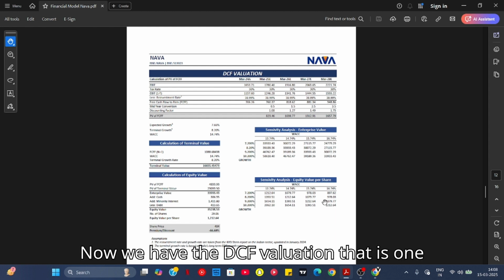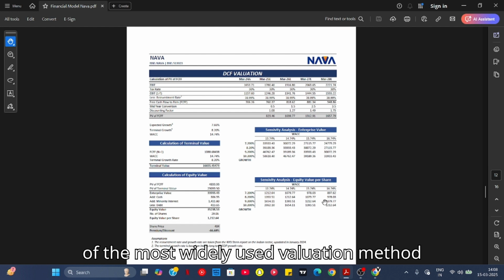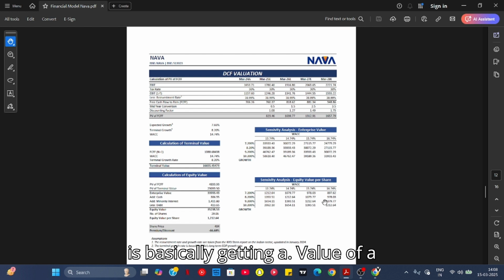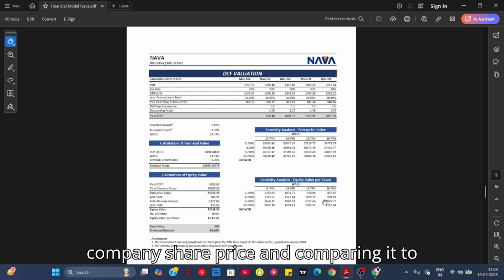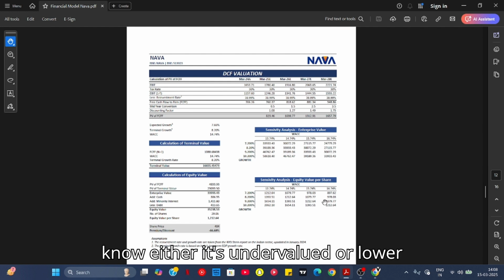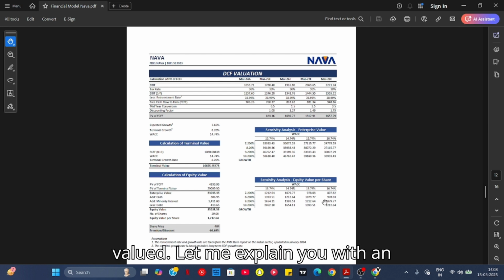Now we have the DCF valuation. That is one of the most widely used valuation methods for estimating a company's worth. So let me tell you what valuation is. Valuation is basically getting a value of a company's share price and comparing it to the market price of the share, and then we get to know whether it's undervalued or overvalued. Let me explain with an example.